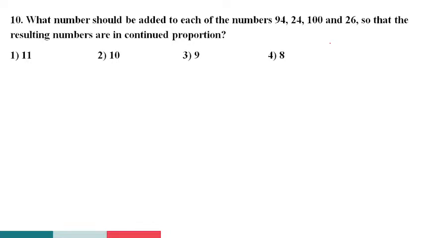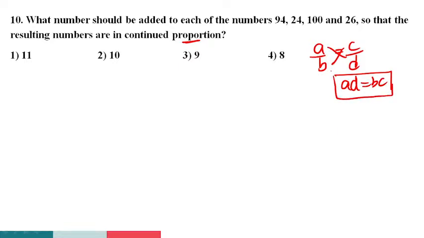What number should be added to each of the numbers 94, 24, 100 and 26 so that the resulting numbers are in continued proportion? Two ratios being equal is called a proportion. Proportion formation is AD is equal to BC. A by B is equal to C by D. Cross multiply and we get AD is equal to BC. That is the proportion formation, guys.